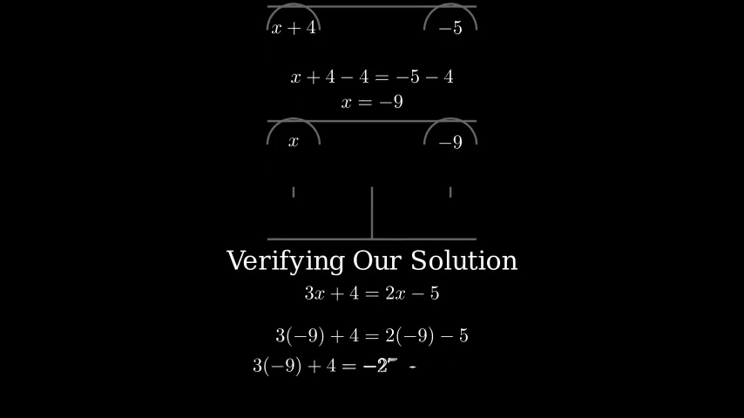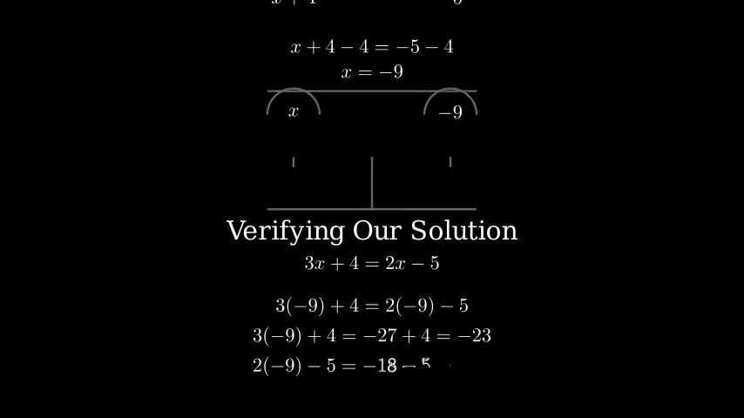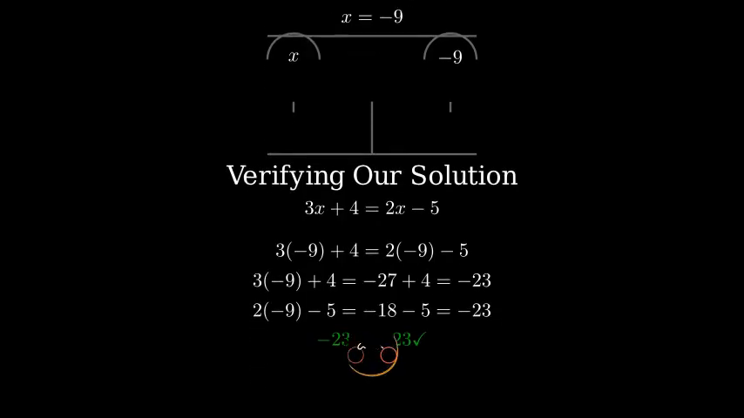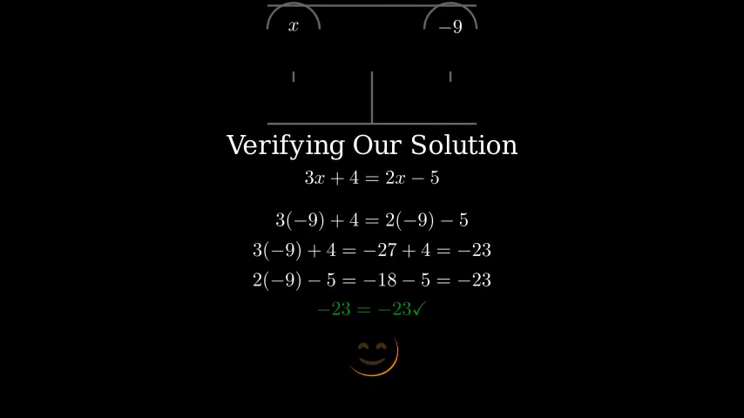On the left side, 3 times negative 9 plus 4 equals negative 27 plus 4, which equals negative 23. On the right side, 2 times negative 9 minus 5 equals negative 18 minus 5, which also equals negative 23. Since both sides equal negative 23, our solution is correct.